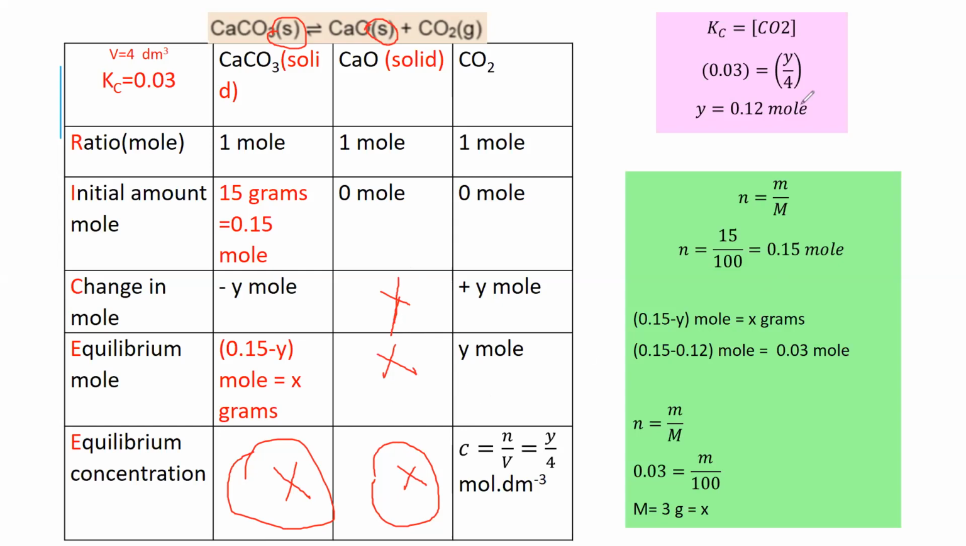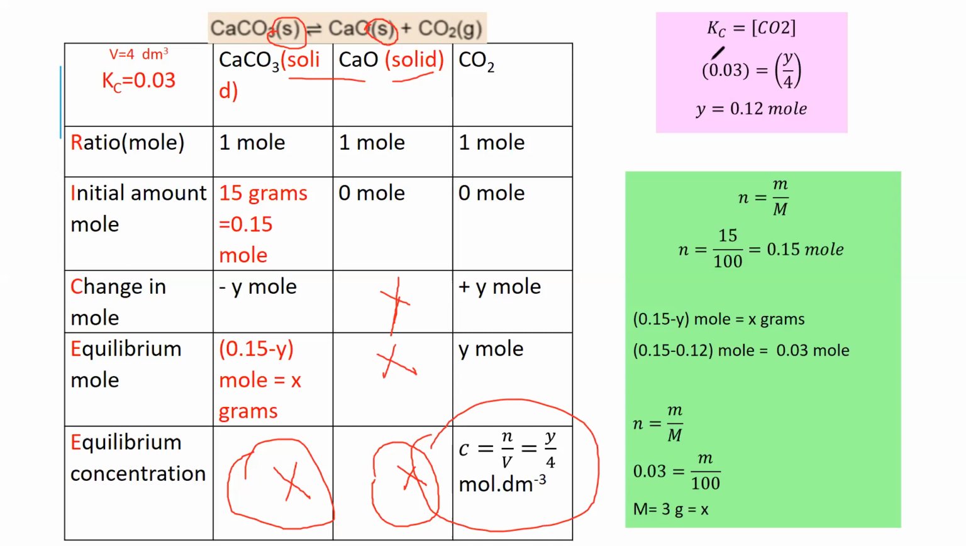Because in our Kc formula, we don't use solids. That's why I highlighted here. We only include the solutions and the gases. As you see, there's only one gas, that's carbon dioxide. So that's why I didn't calculate the others. I only calculated Y over 4 mole per decimeter cube. That's the concentration of carbon dioxide at equilibrium.